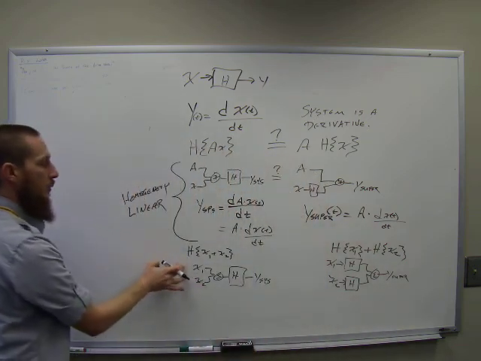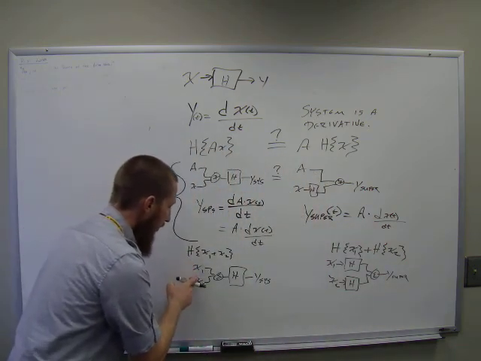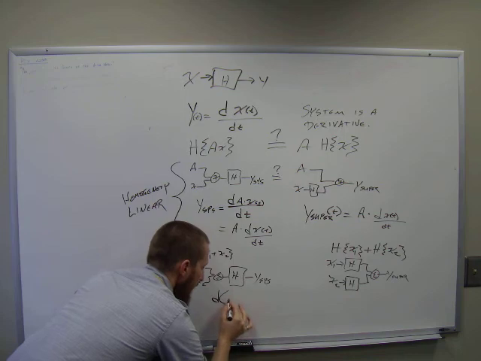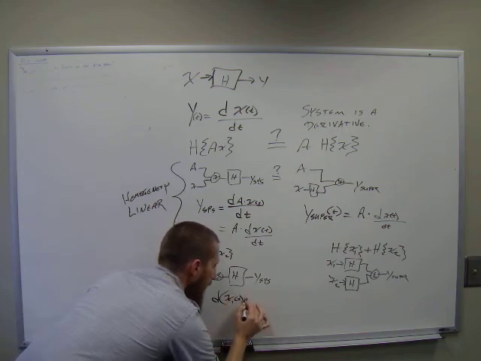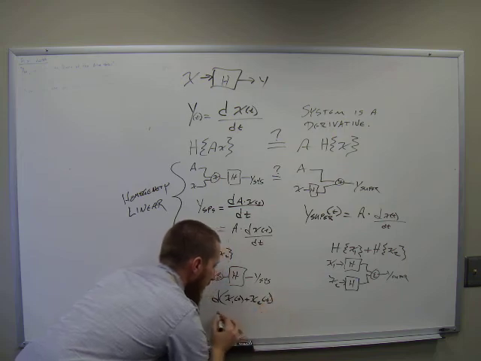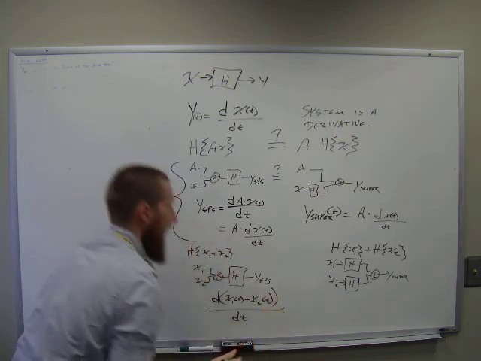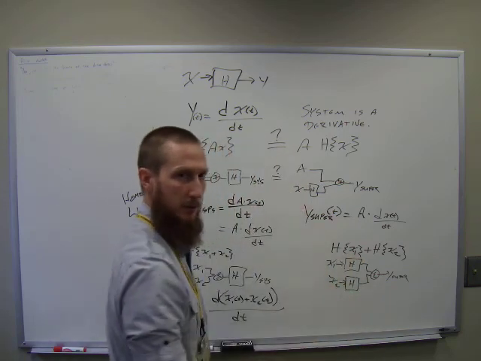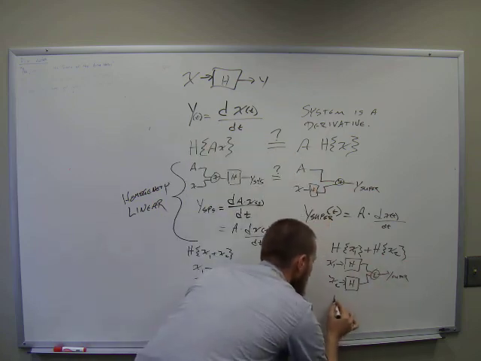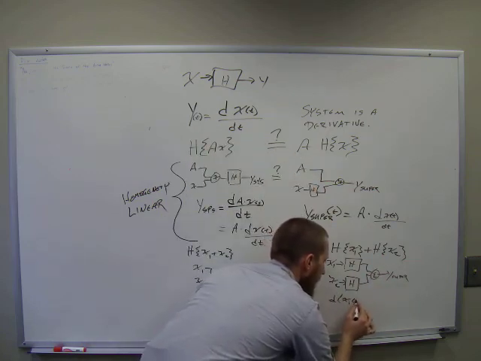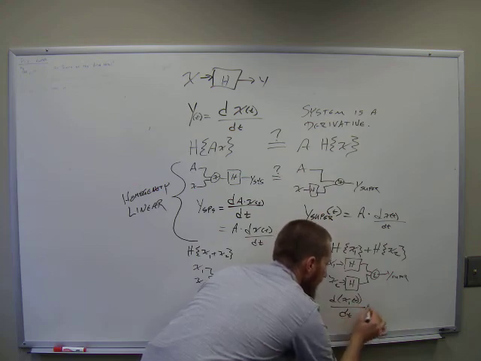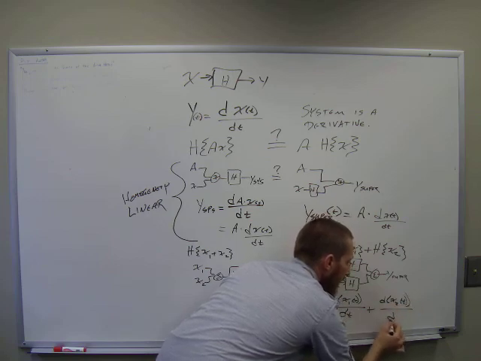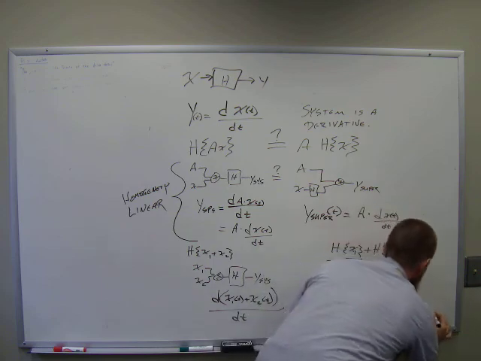Okay, let's write the equation for this guy. So we have x1 plus x2 is feeding into the system. The system is the derivative. So this is the derivative of the quantity x1 of t plus x2 of t dt. This guy, x1 is passing through, x2 is passing through in parallel. We're summing the output, so therefore the derivative of x1 of t dt plus the derivative of x2 of t dt is equal to y super.